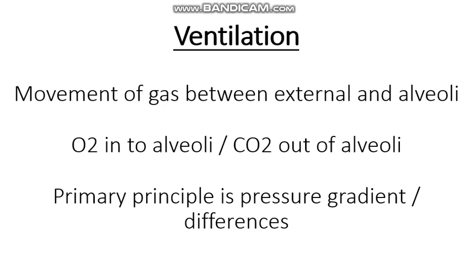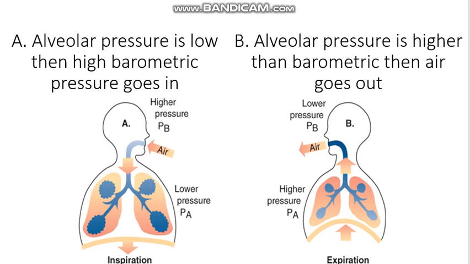Respiratory 103, Chapter 2. Ventilation is the movement of gas between the external environment and the alveoli. O2 goes into the alveoli and CO2 comes out of the alveoli. The primary principle of ventilation is the pressure gradient and differences. If alveolar pressure is low, then high barometric pressure goes in. And if alveolar pressure is higher than barometric, then air goes out.